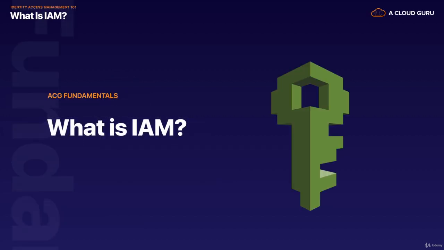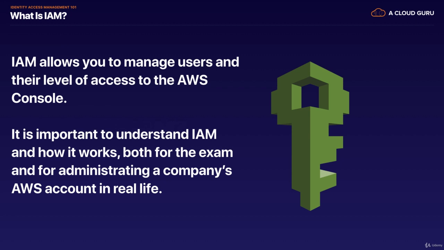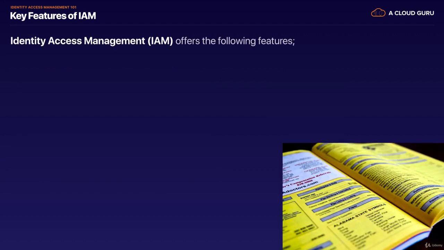So what is IAM? Well, basically, IAM allows you to manage users and their level of access to the AWS console. It's really important to understand IAM and how it works, both for the exam and for administrating a company's AWS account in real life. If you're going to use AWS, you need to understand IAM because IAM allows you to set up users, groups, permissions, and roles, and basically allows you to grant access to different parts of the AWS platform.